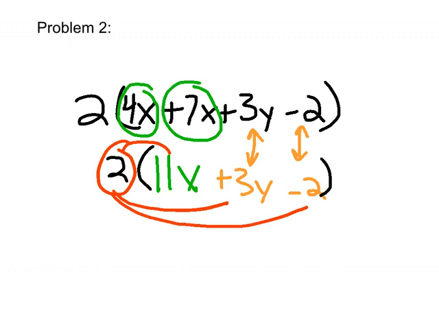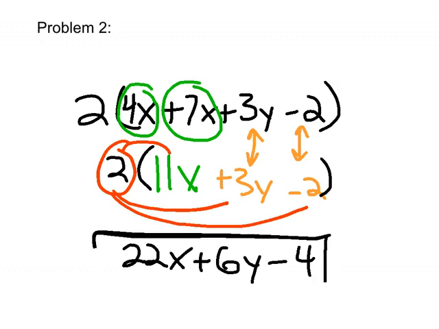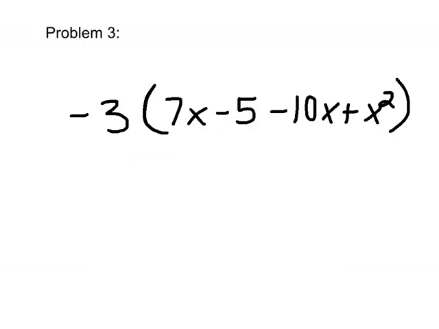And I end up with 2 times 11x, which is 22x. Plus comes down, 2 times 3y, which is 6y. The minus comes down. And 2 times 2, which is 4. And I'm done. 22x plus 6y minus 4. Alright, here's problem number 3. Go ahead and take your time. Hit pause if you need more time.